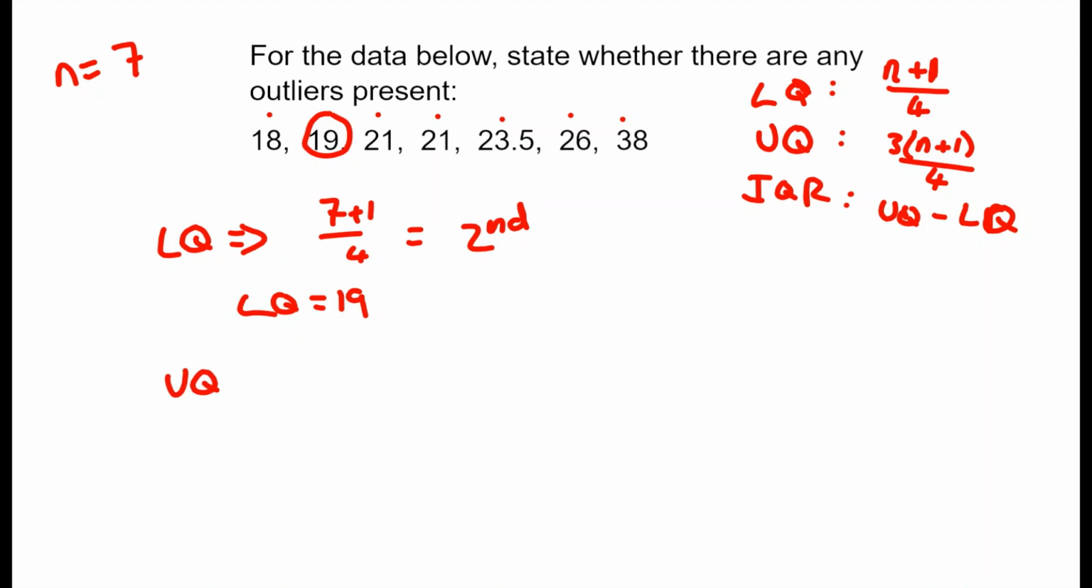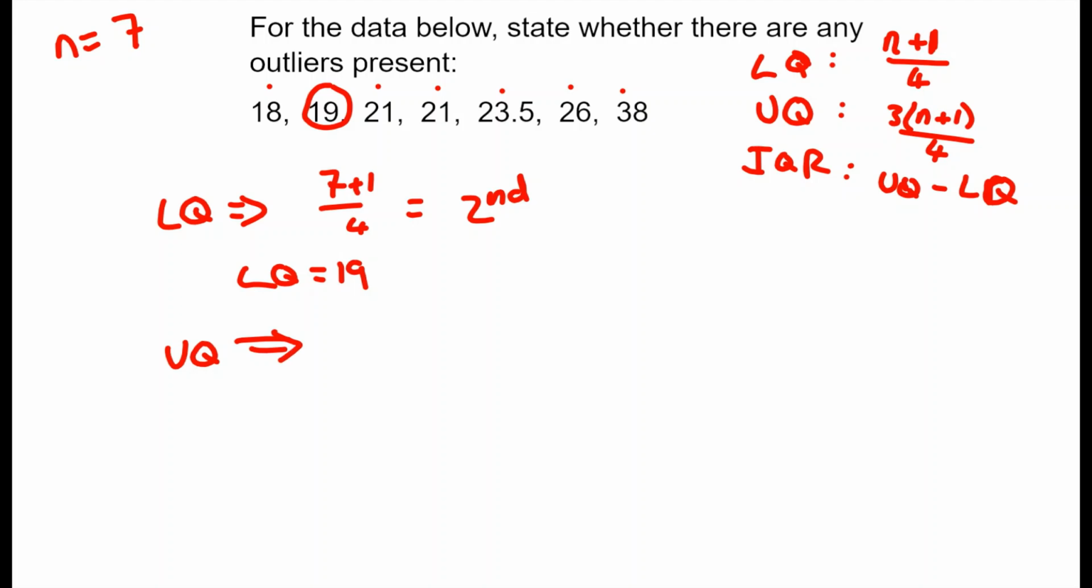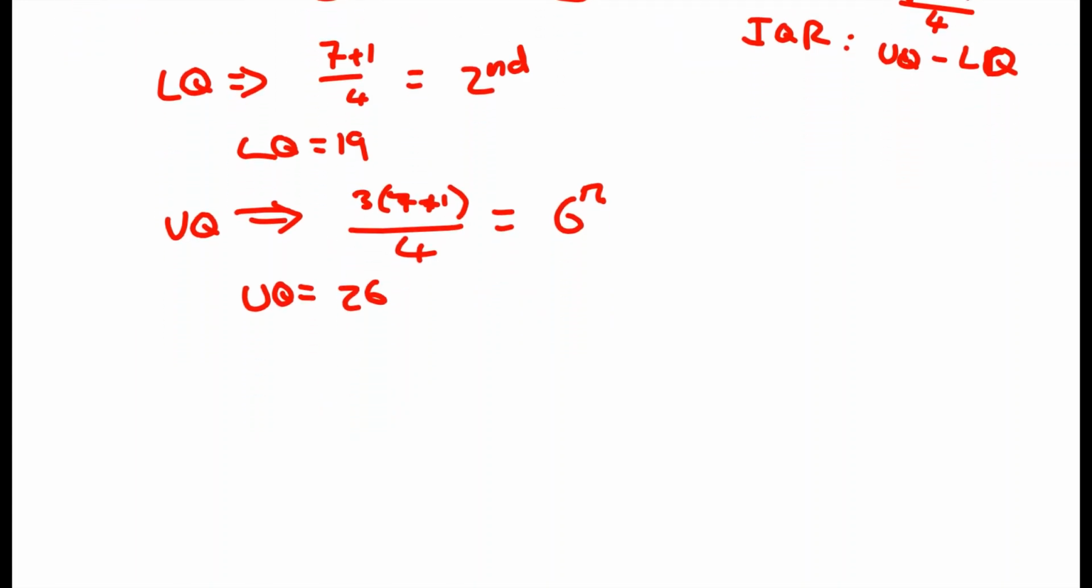Our upper quartile, that's going to be 3 lots of 7 plus 1 all over 4. 7 plus 1 is 8. 3 lots of 8 is 24. Divided by 4, it is 6. So the 6th bit of data is our upper quartile. So our upper quartile equals 26. So our interquartile range is going to be the difference between those two, which is 7.